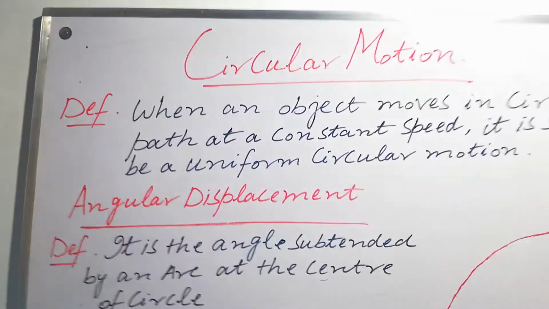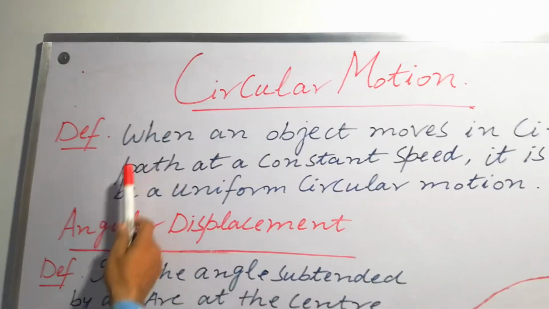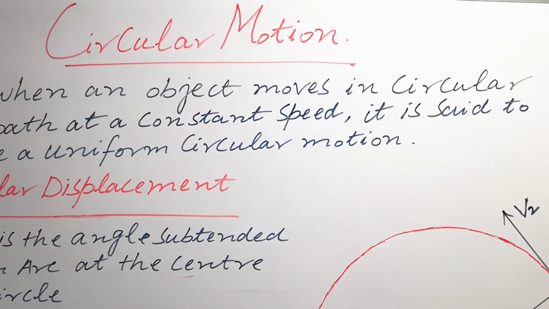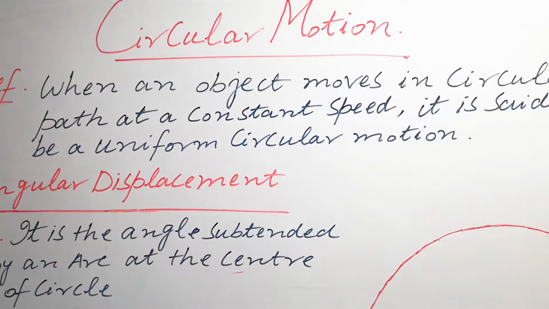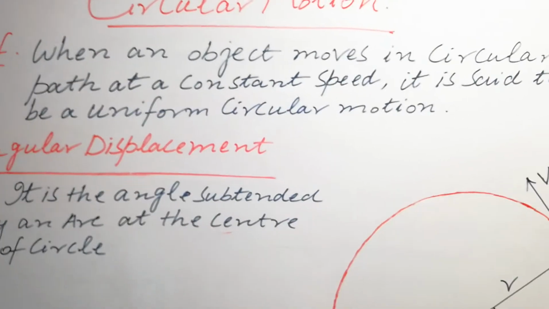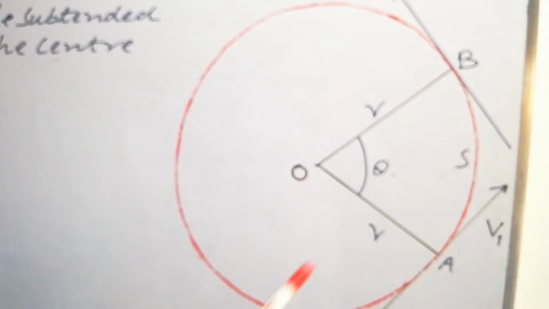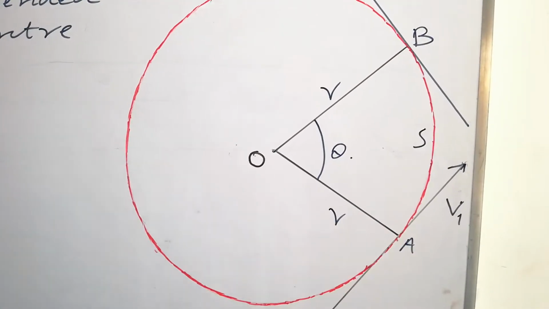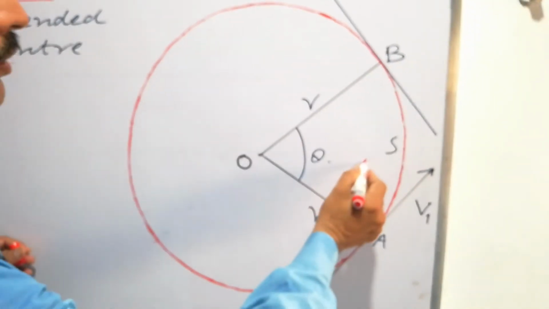Now students, come to the article here. The name of the article is circular motion. The definition is: when an object moves in a circular path at a constant speed, it is said to be a uniform circular motion. Now look at this diagram. As a body moves in a circular path, in the initial stage the body is at point A and then it goes to point B after time delta t.